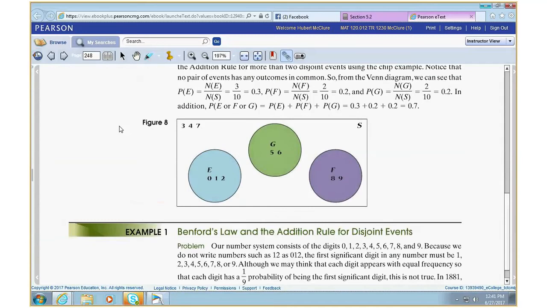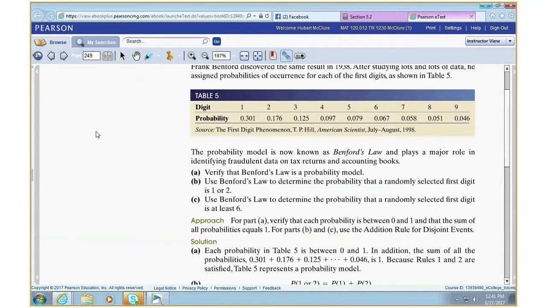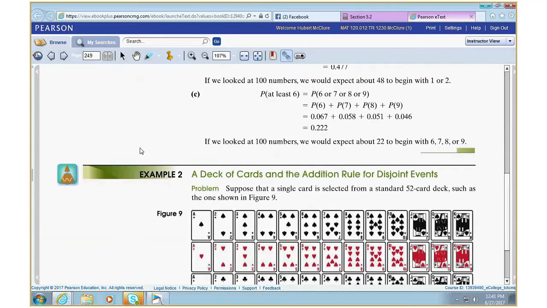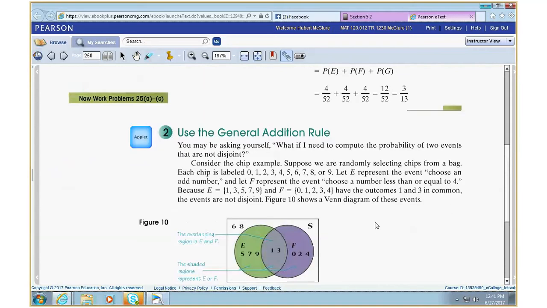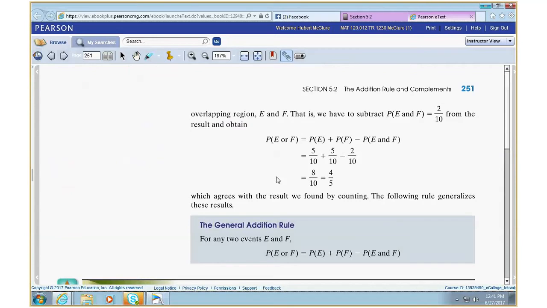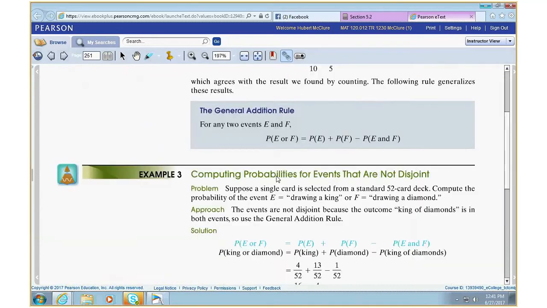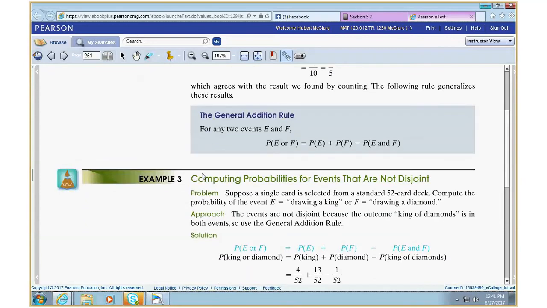And I'm just going to go through, and you can look through the section 5.2. But what I'm looking for is to show you most of your problems are going to be set up in a. There's the general addition rule, but that's not the way I show it.